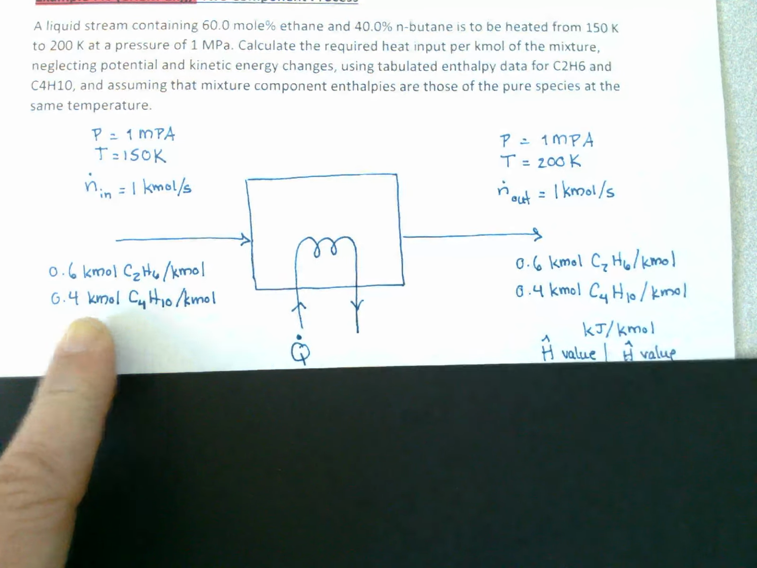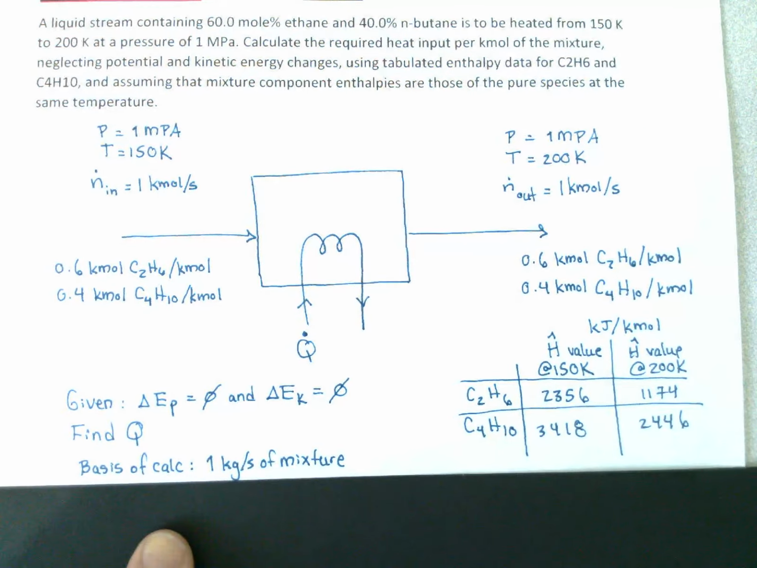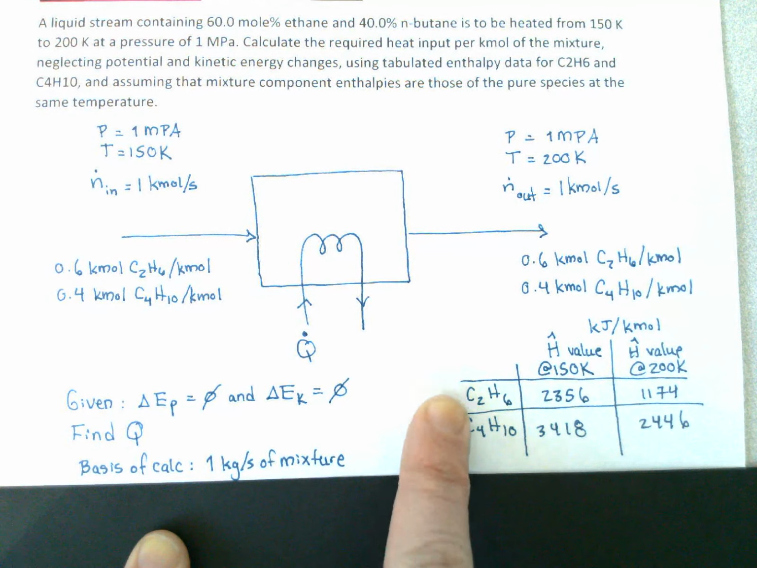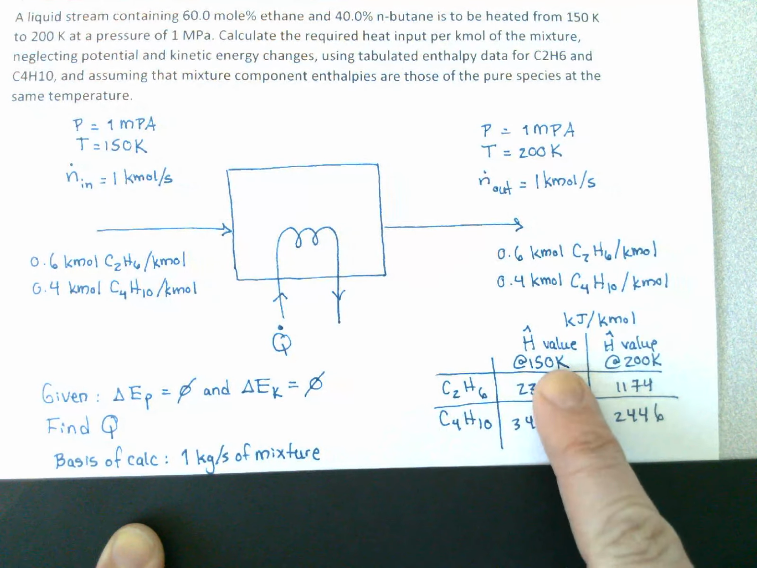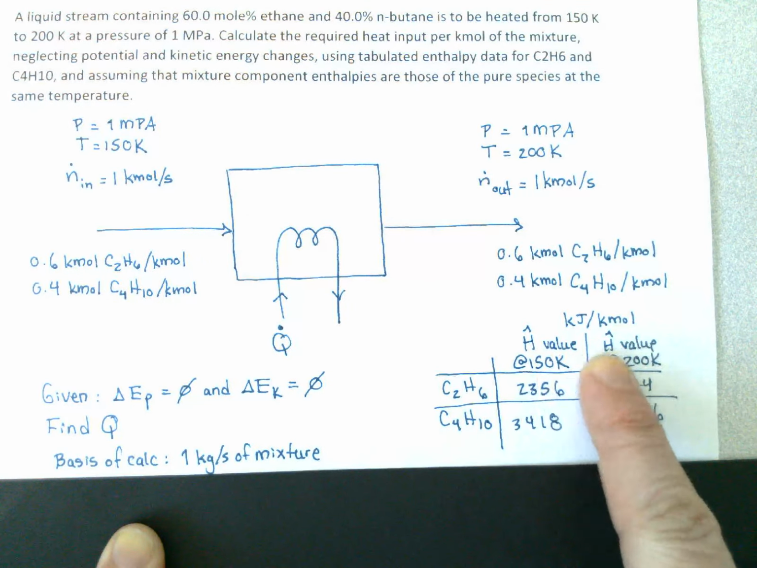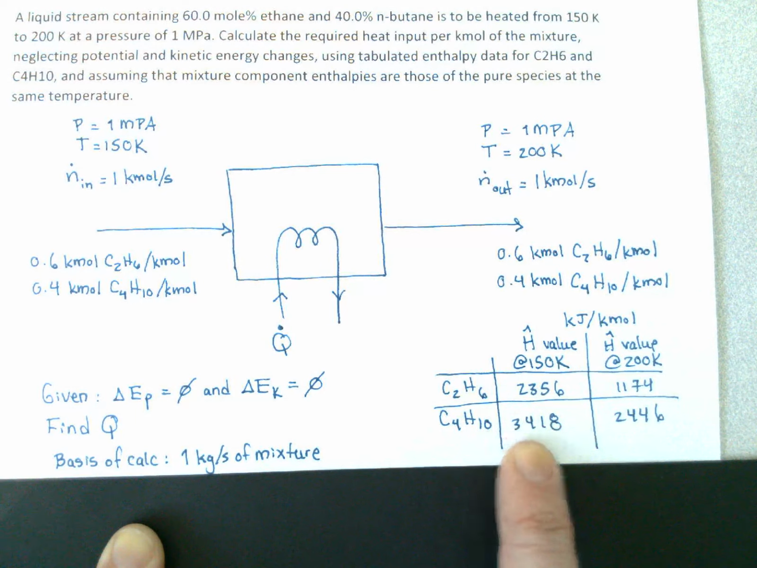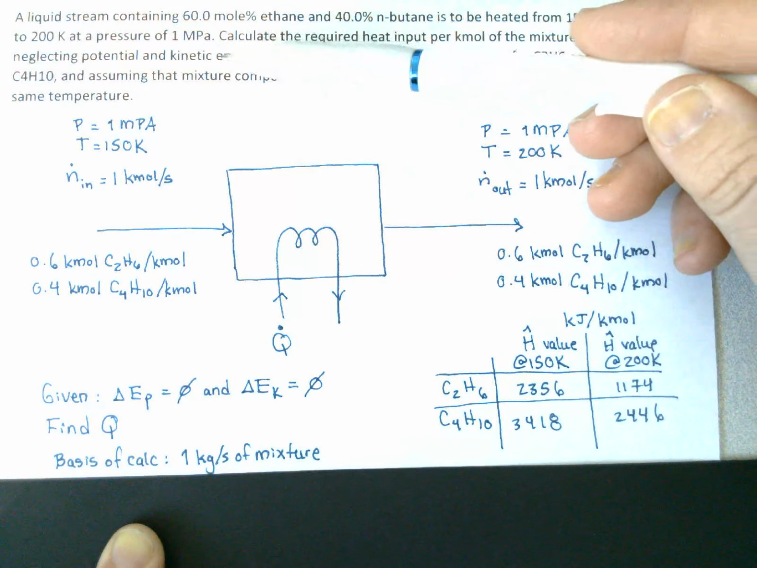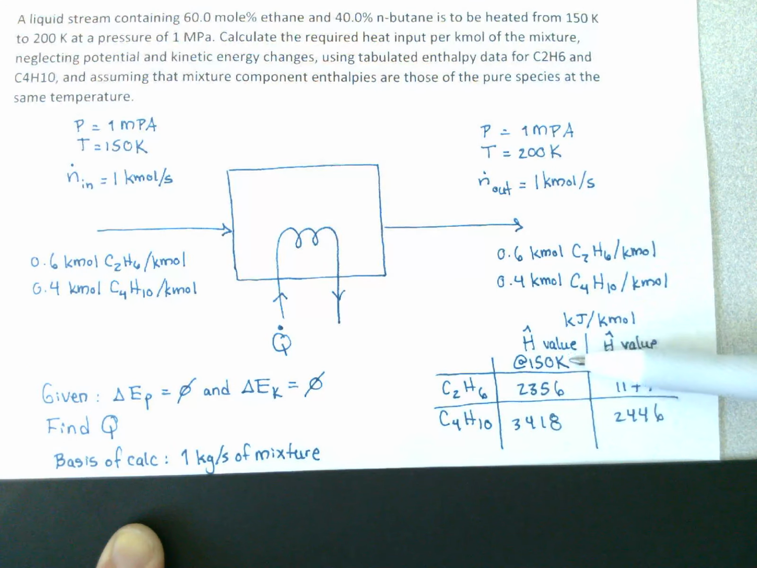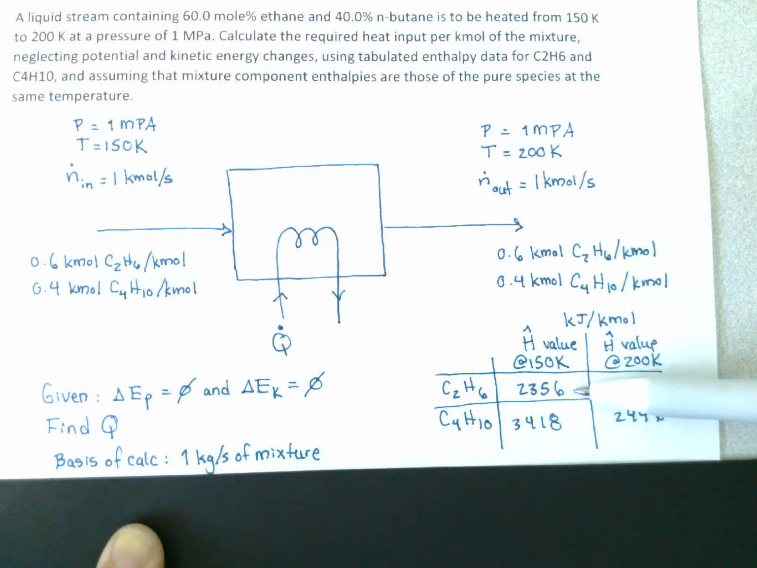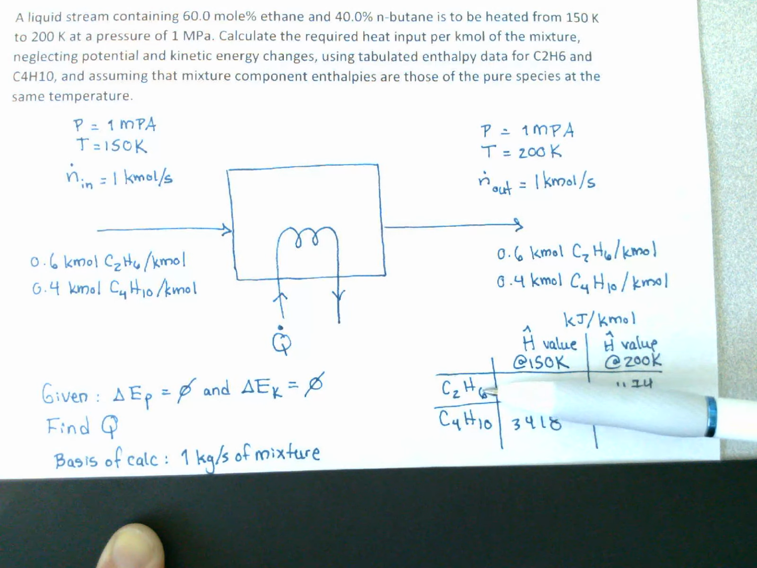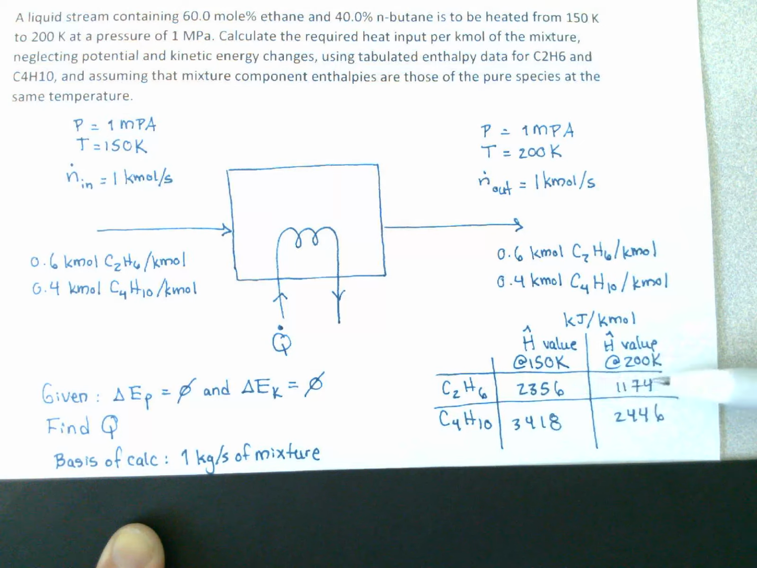So what you're going to see over on the right side of my page now is the two different components in the system, and you're going to see these are tabulated at specific enthalpy values in terms of kilojoules per kilomole. These would be the values that you would look up in a table. So what you would do in the table is look up the pressure, which is 1 megapascal right here. And then you would go to 150 Kelvin and look up the specific enthalpy of that component at that specific temperature. So that's what these values are, and that's where they come from.